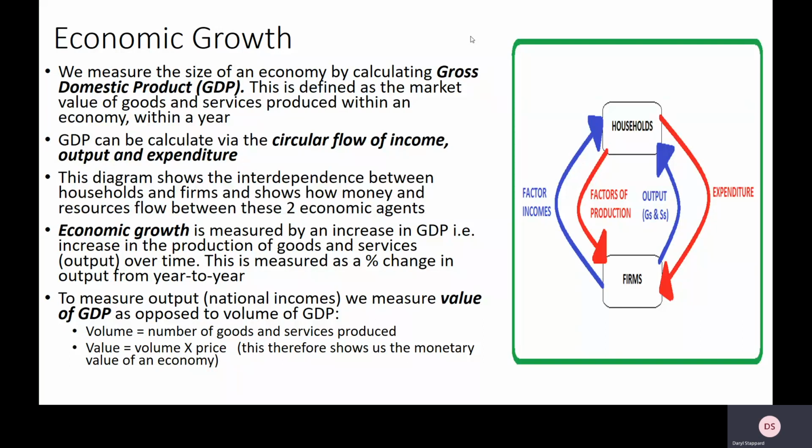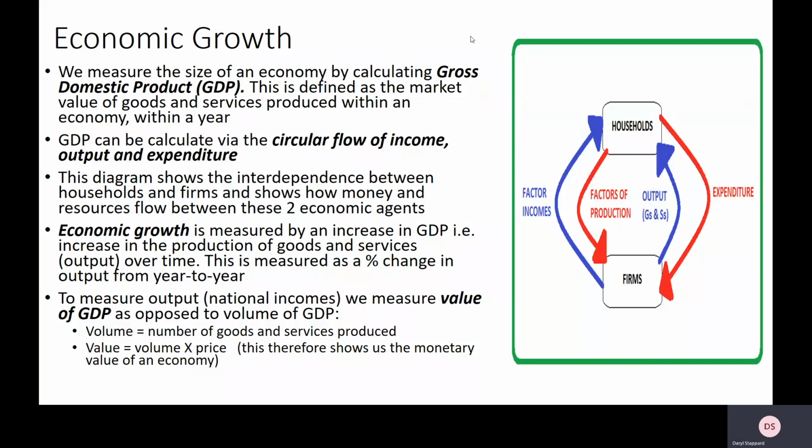So workers will receive wages for providing their labor. Businesses that are taking land from households will have to pay rent. Capital will generate interest and dividends, and enterprise would lead to profits for households as well. So all those incomes will flow back to households. So the factor incomes is one measurement of the GDP of the economy.